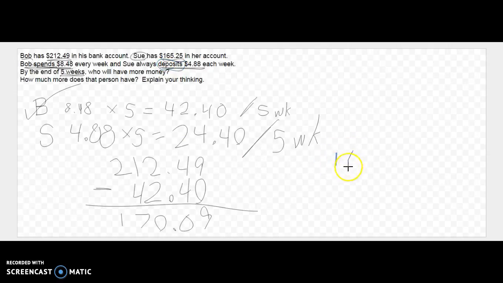So Sue had $165 and what was it? 25 cents.